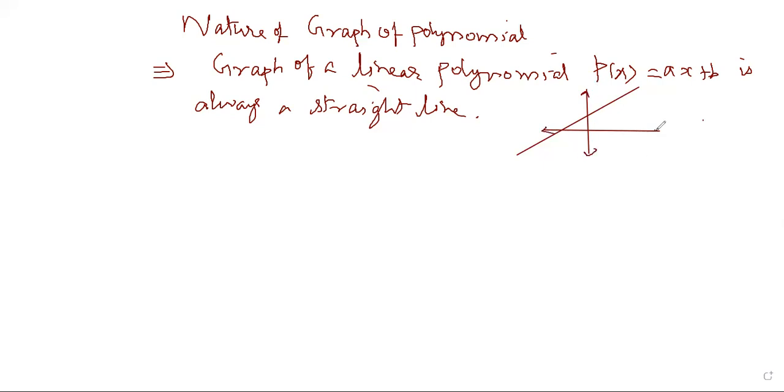Got it? This is the x-axis and this is the y-axis, y dash, and this is a line, suppose AB. This line can be anywhere, but it will be a straight line. The graph of a linear polynomial is a straight line.